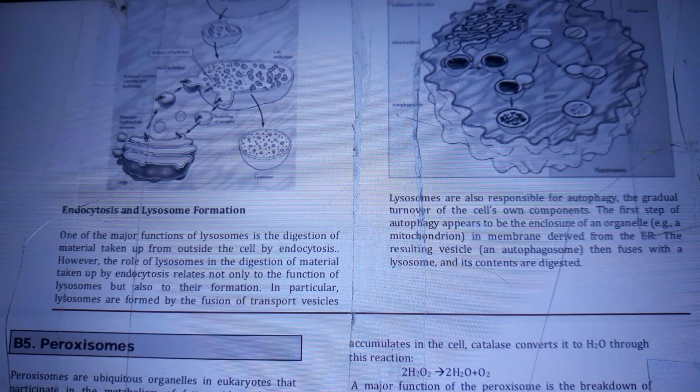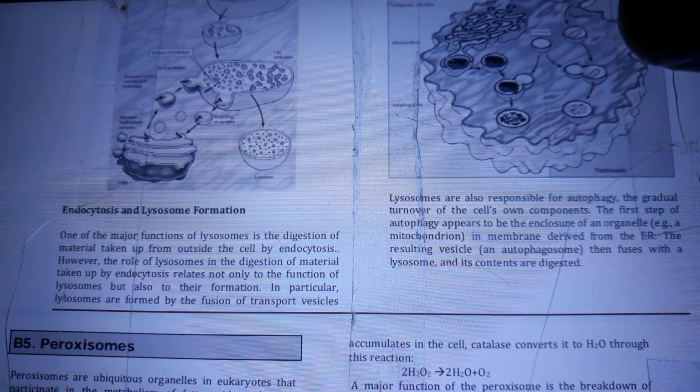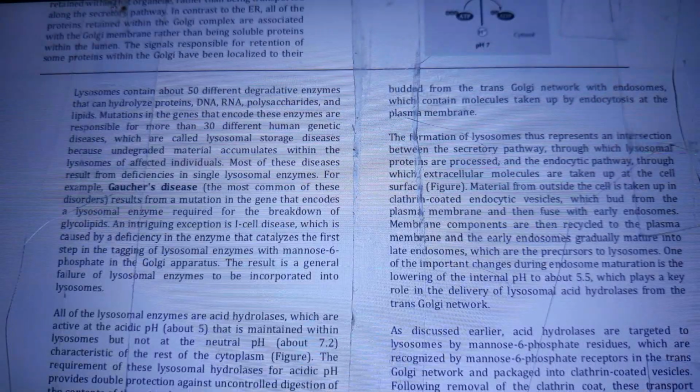One of the major functions of lysosomes is the digestion of material taken up from outside the cell by endocytosis. However, the role of lysosomes in the digestion of material taken up by endocytosis relates not only to the function of lysosomes, but also to their formation. In particular, lysosomes are formed by the fusion of transport vesicles budded from the trans-Golgi network and endosomes, which contain molecules taken up by endocytosis at the plasma membrane. The formation of lysosomes thus represents an intersection between the secretory pathway through which lysosomal proteins are processed and the endocytic pathway through which extracellular molecules are taken up at the cell surface.